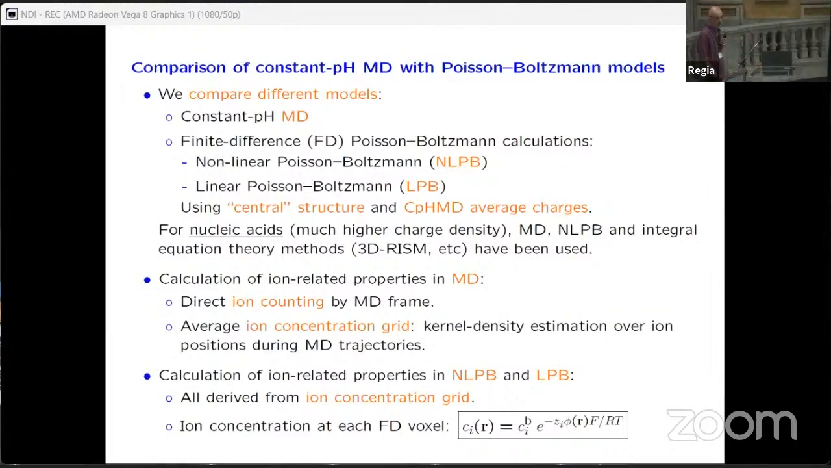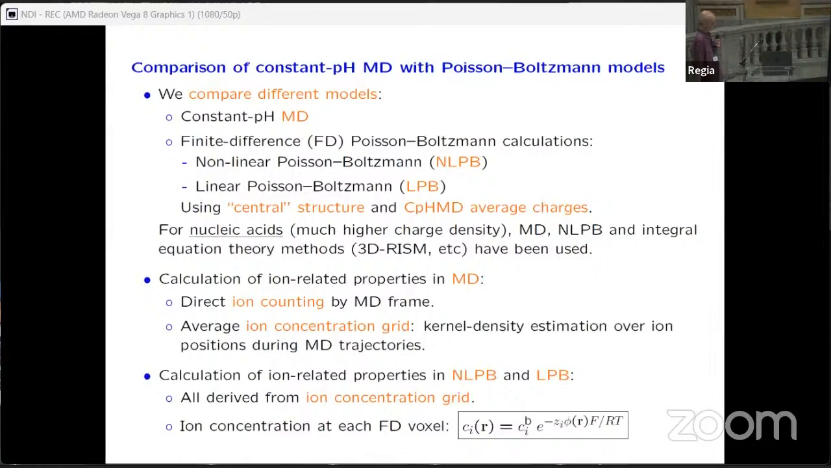In the case of nucleic acids, as I said before, there are a lot of studies and different comparisons with these methods, and also with integral equation theory methods, like 3D-RISM and so on. So these things are quite well understood in the case of nucleic acids, actually.